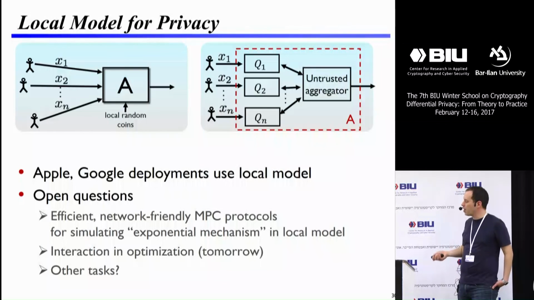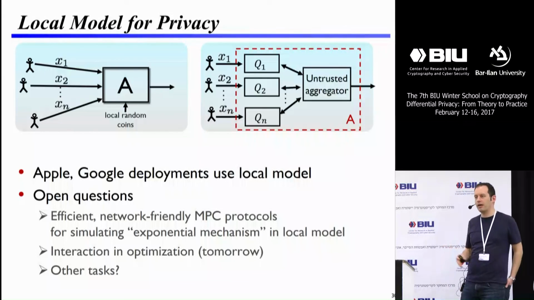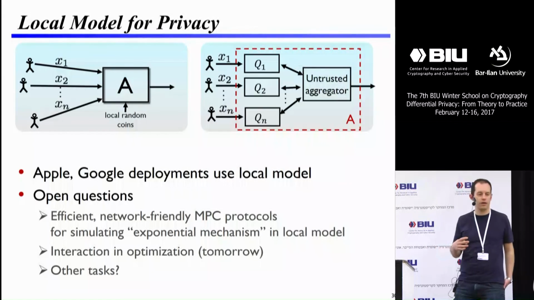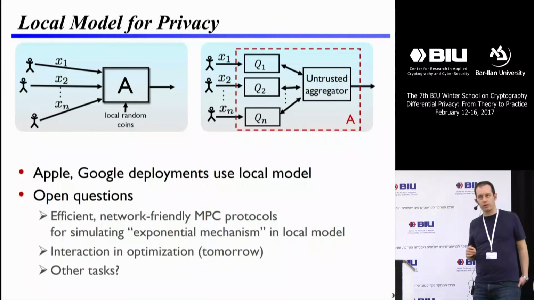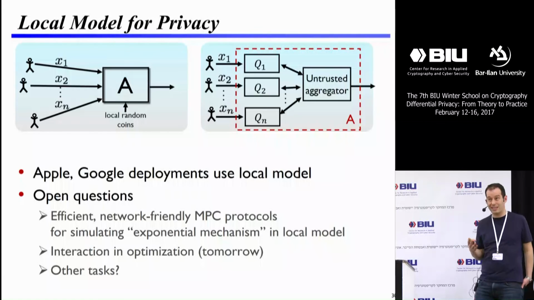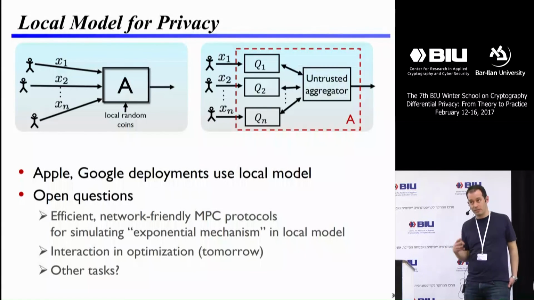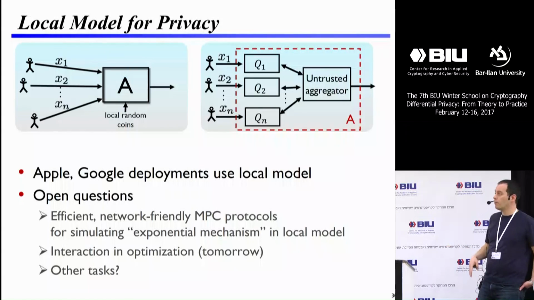And maybe a broader question here is what kind of interesting things can we do in this model? Right now, I would say the protocols that exist for this model are significantly less sophisticated than those that exist for the centralized model. That's partly because the design space is more restricted and there are just fewer things you can do. But it would be cool to see more examples.